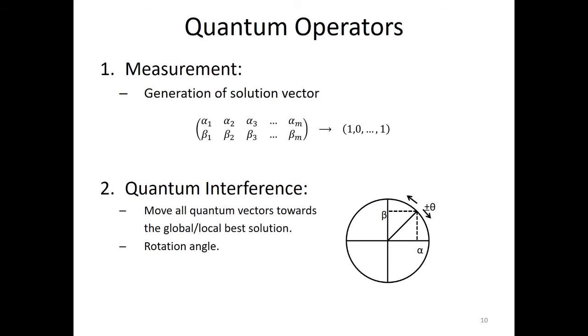We now talk about quantum operators. First, we have measurement, or generation of a solution vector from a quantum vector. The second operator is quantum interference. It means that we move all the qubits, or probabilities, with a specific rotation angle to match a value of a global or local best solution.